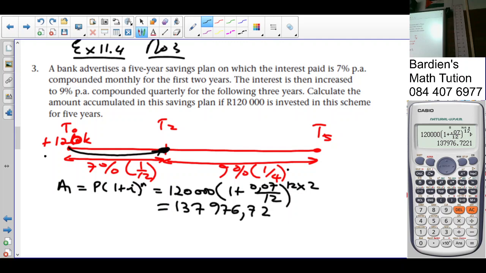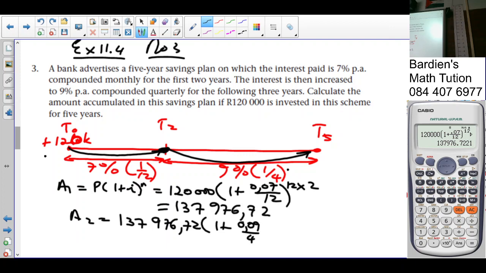Did you see that? So what happens now? There's an interest rate change. Okay? So A2 is equal to 137,976 Rand and 72 cents into 1 plus, the interest rate is now 9% per annum compounded quarterly. So 0.09 over 4 to the exponent 4 times. How many years is that for? 3 years.